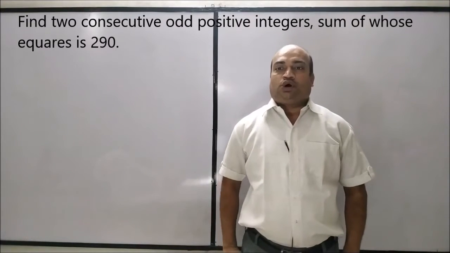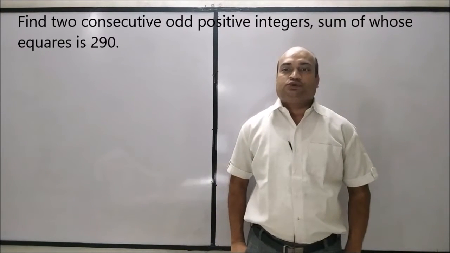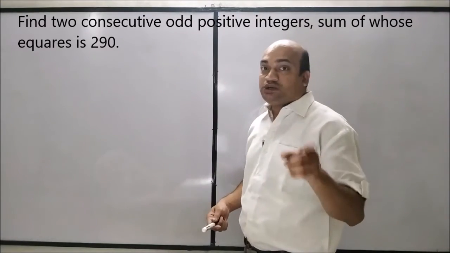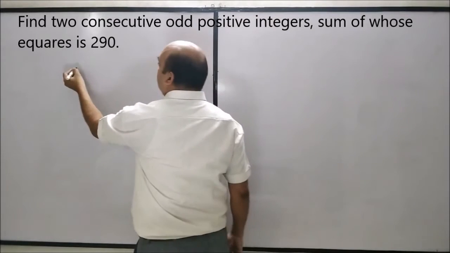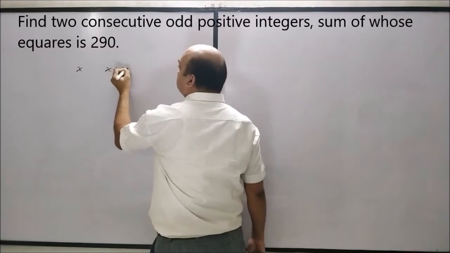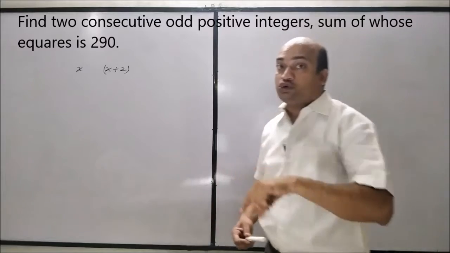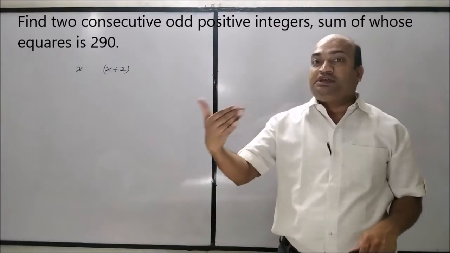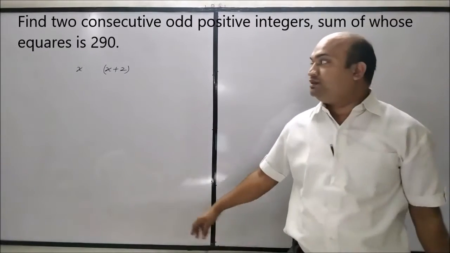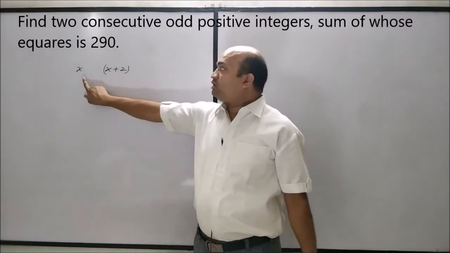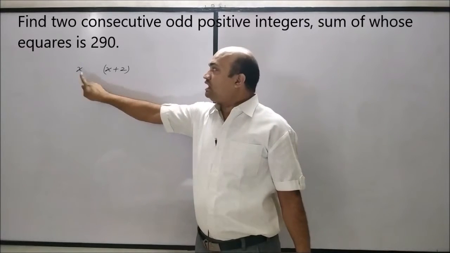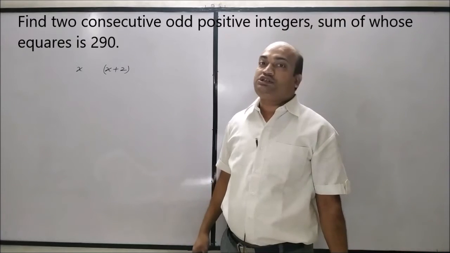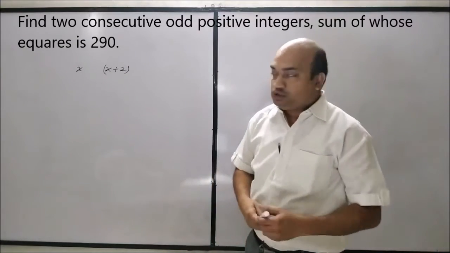Find two consecutive odd positive integers, the sum of whose squares is 290. You see, consecutive odd numbers are x and x plus 2. If the two numbers are odd, then one will be 2 more than the previous one. So the two consecutive odd positive integers can be considered as x and x plus 2. Let us consider the two consecutive odd positive integers as x and x plus 2.